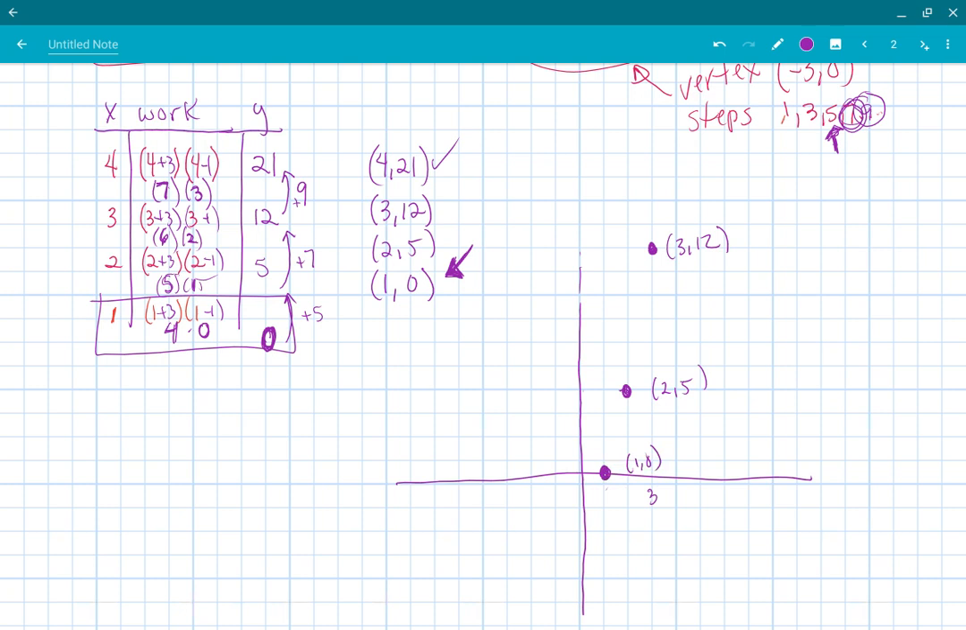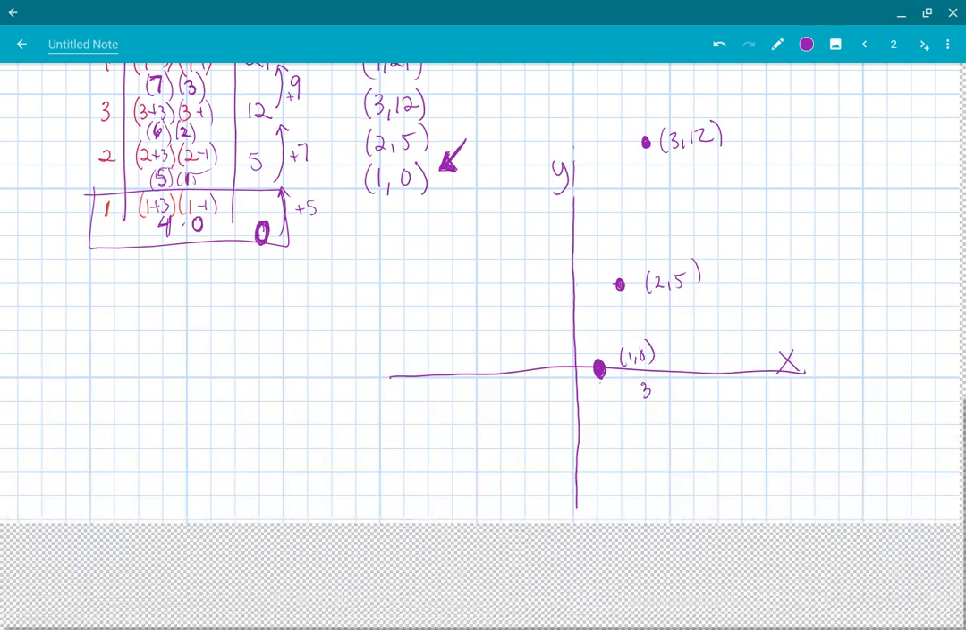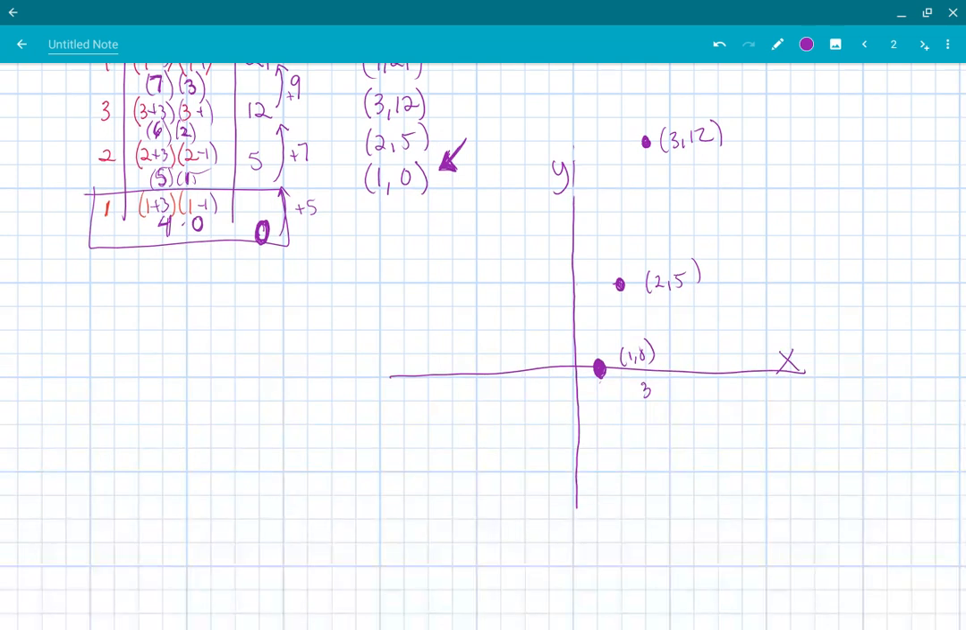So does (1, 0) cross the x-axis or does it cross the y-axis? (1, 0). So is (1, 0) on the x-axis or is it on the y-axis? What do you guys think? X-axis. X-axis, yep. So this is called the x-intercept. Okay. All right. Now let's keep going.